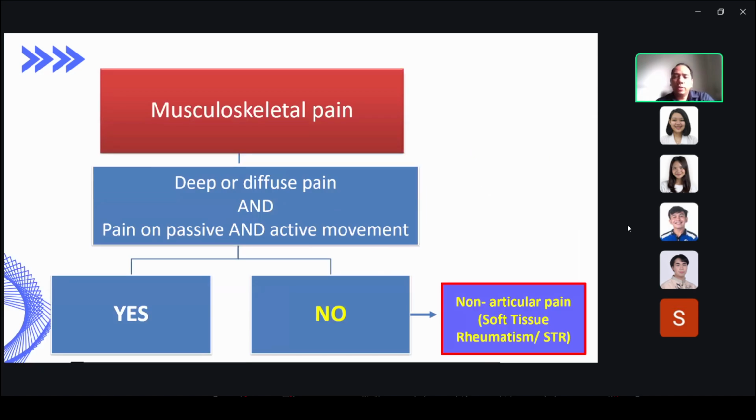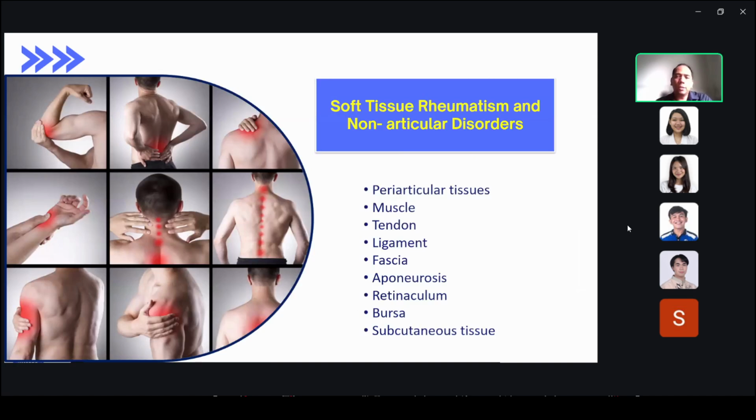Since we're left with the diagnosis of non-articular pain or soft tissue rheumatism, we will go back to our patients, no? Our first three cases, complaining of neck pain, shoulder pain, and back pain. So what is soft tissue rheumatism and non-articular disorders?